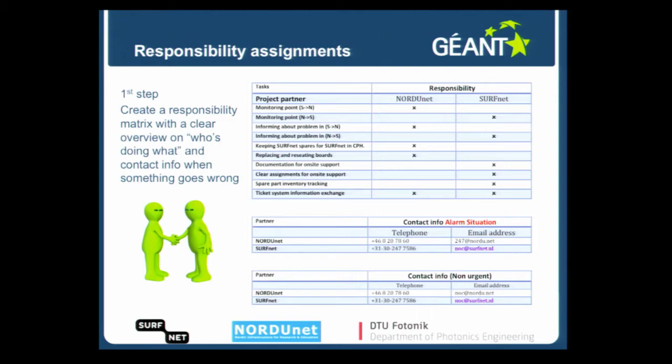This one is also crucial, ticket system information exchange. We definitely need to have the same kind of language when we talk to each other in terms of which alarms have arisen in the system, and what does that mean in your system, what does that mean in our system. So this is ongoing work.